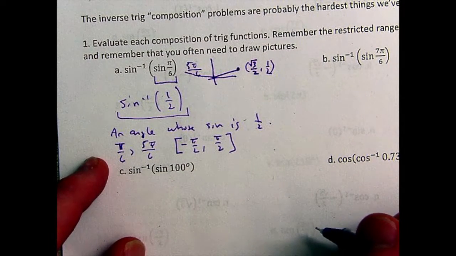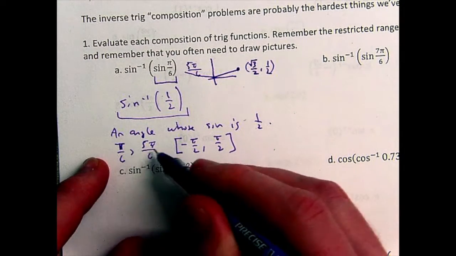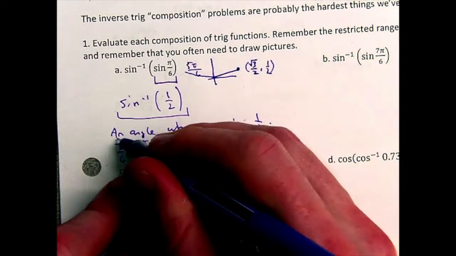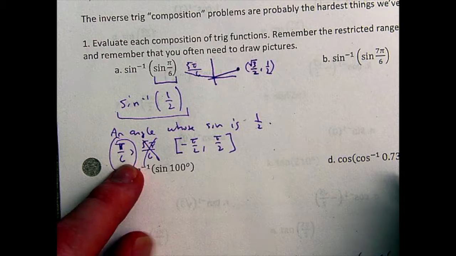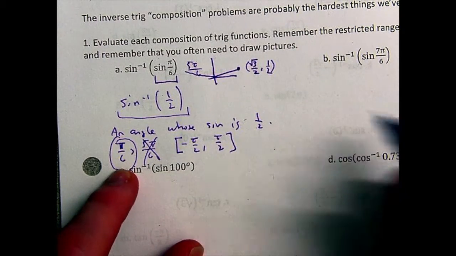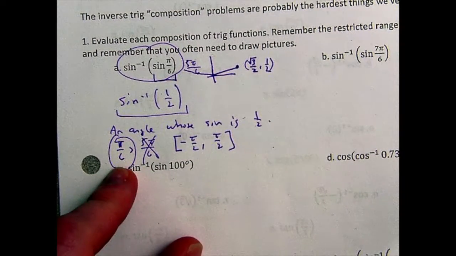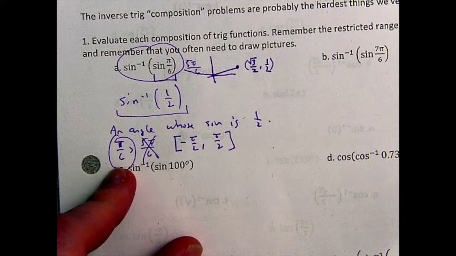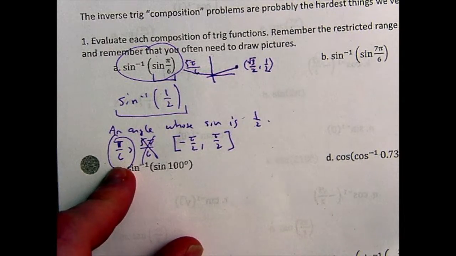that interval. 5 pi over 6 is too large. It's bigger than pi over 2, so forget about that one. This one, though, is good to go. That one's actually in the interval. So the answer is pi over 6. So this whole thing just winds up being pi over 6, which is perhaps not surprising because you're composing a function with its inverse, not shocking that the sine functions cancel.